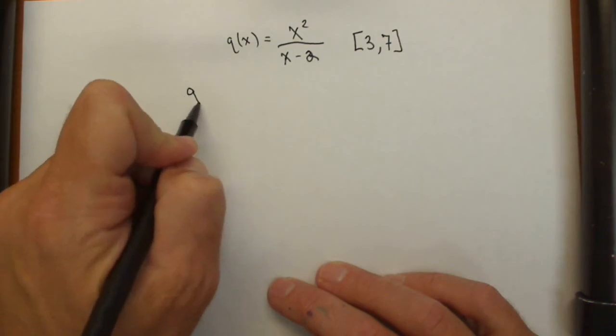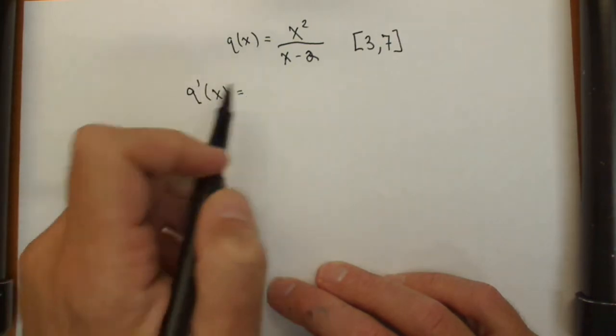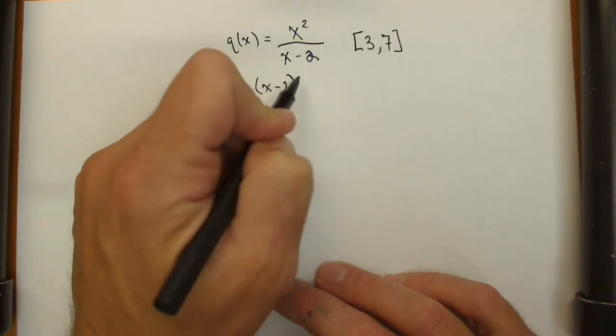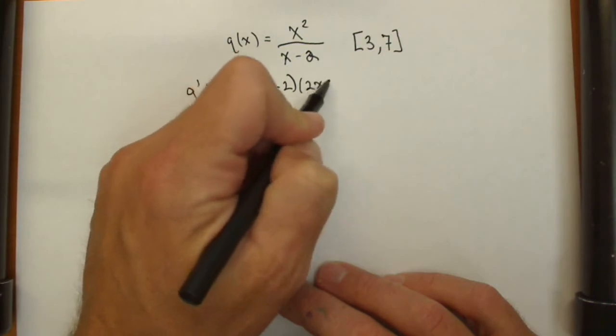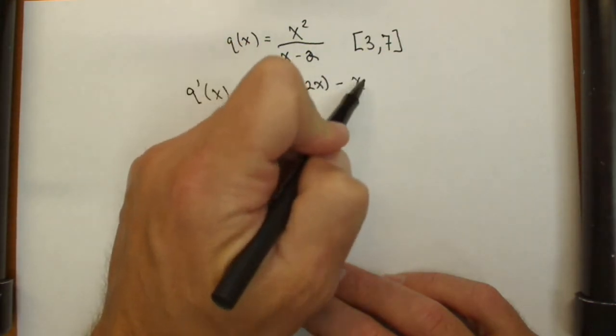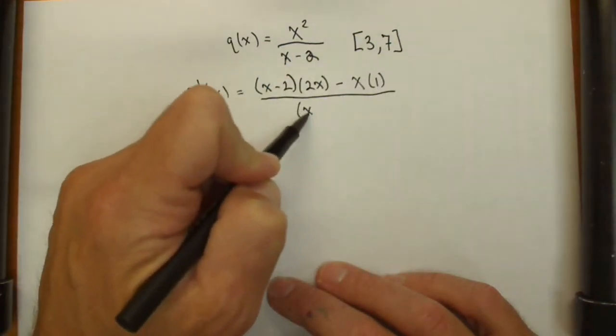So, let's first see if we have any critical points in our interval. So our derivative, we're going to use a quotient rule. So it's the denominator, x minus 2, times the derivative of the numerator, 2x, minus the numerator times the derivative of the denominator, which is just 1, all over the denominator squared.